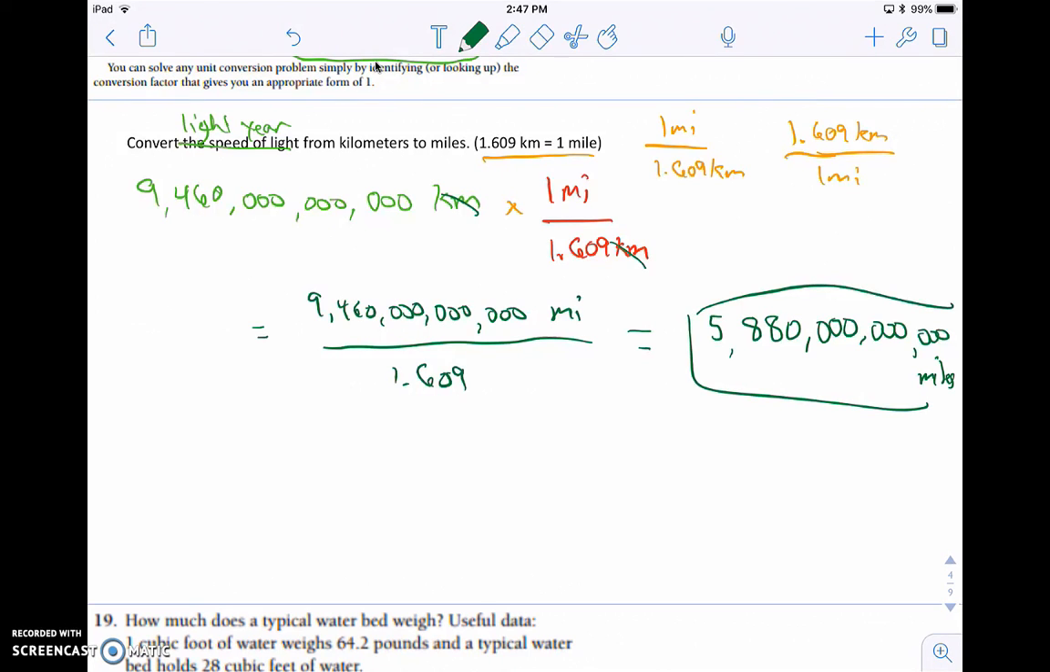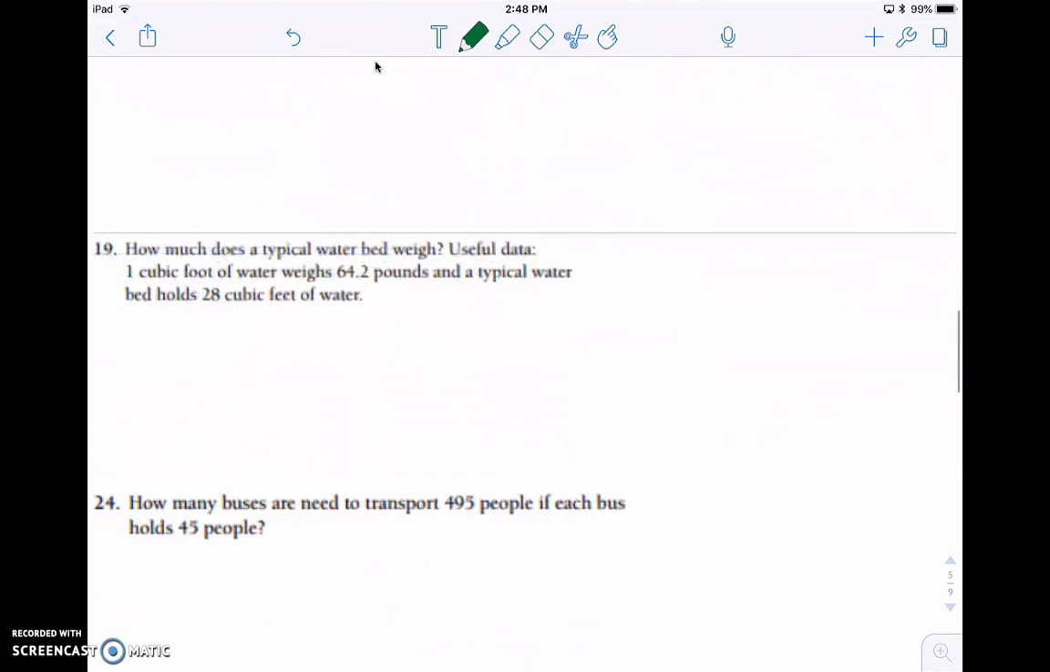Okay, and so that's the conversion in light years from kilometers over to miles. Again, you want to identify what variable or what unit you want to keep, and then you want to cancel out using these fractions here. You want to cancel out the unit that you're converting from. So we're converting from kilometers to miles, so I want to cancel out kilometers, and so forth. So let's look at several more examples here.